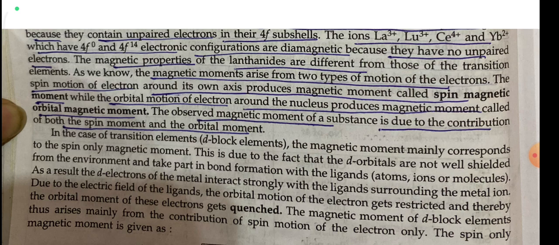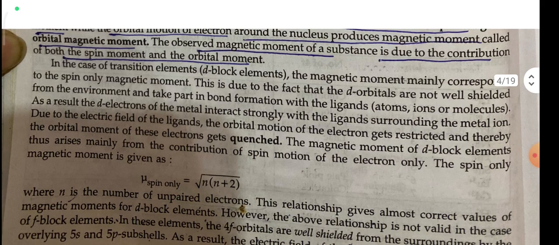transition elements. As we know, the magnetic moment arises from two types of motion of the electron. The spin motion of the electron around its own axis produces a magnetic moment called the spin magnetic moment, and the orbital motion of the electron around the nucleus produces a magnetic moment called the orbital magnetic moment. The observed magnetic moment of a substance is due to the contribution of both spin and orbital magnetic moments. In the case of transition elements, the magnetic moment mainly corresponds to the spin-only magnetic moment. The formula for the spin-only magnetic moment is √n(n+2).